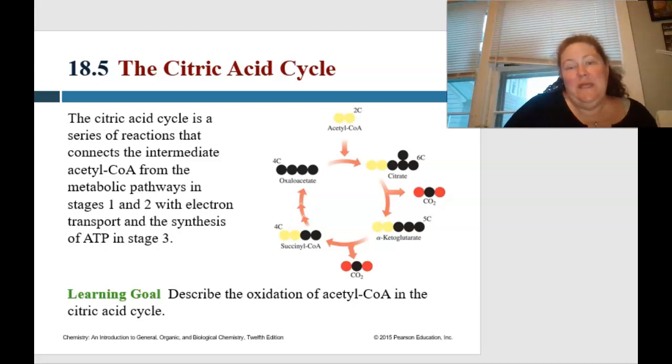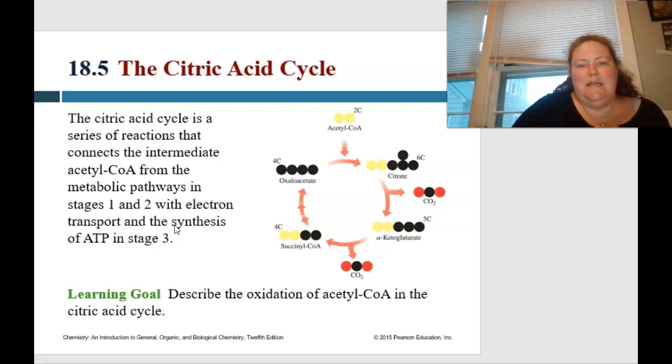Okay, so now we have acetyl-CoA. So what are we going to do with it? Well, now we go into the next step, and this is called the citric acid cycle, and this is aerobic metabolism, so with oxygen. So the citric acid cycle is a series of reactions that connects the intermediate acetyl-CoA from the metabolic pathways in stages 1 and 2, glycolysis, with the electron transport chain and the synthesis of ATP in stage 3. So this is the connector.